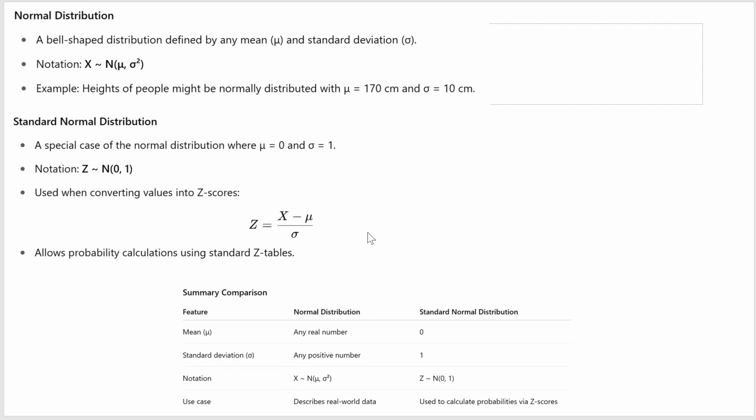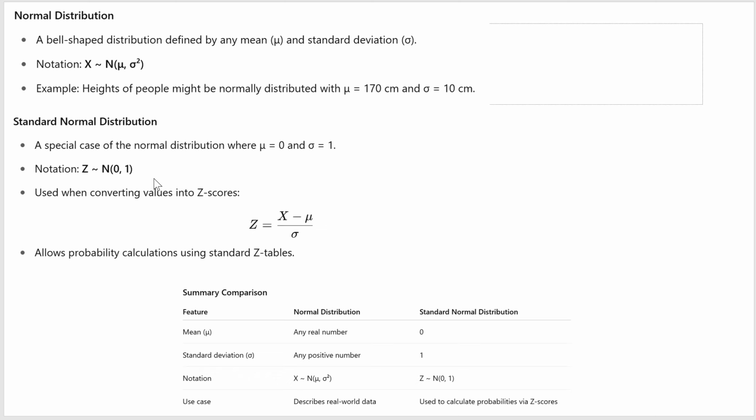Now, the normal distribution is defined by mean and standard deviation, the notation is this, if you remember. So N for normal, mu is the mean, this is the variance. So example is height of people might be normally distributed with mean at 170 centimeters and standard deviation is 10. Okay. So for the standard normal, what we will try to do is we'll say, okay, if mean is 170, then we will calculate the z, and when z is 0, it really means 170.